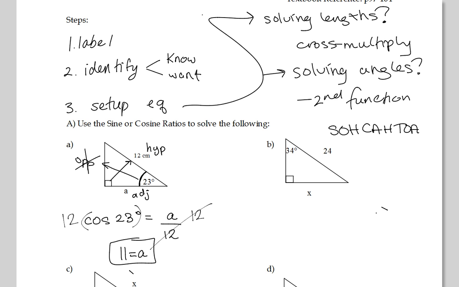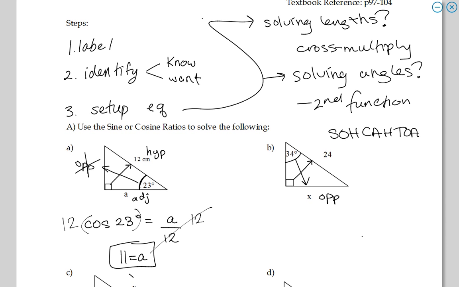Let's go to part B here. First step. What is it? Label. That makes x the what to 34? Good, opposite. X is the opposite. Find that 90. Straight across that 90. This 24 is the hypotenuse. I don't know anything about the adjacent. There's no information given about the adjacent.